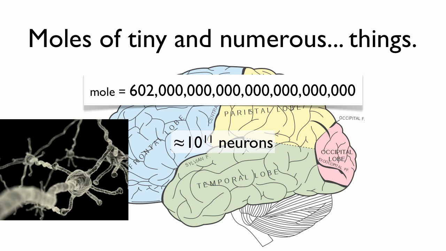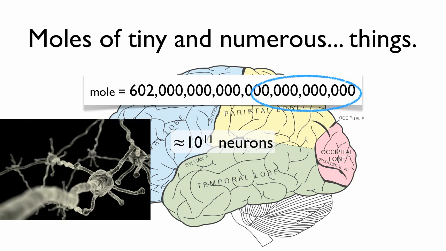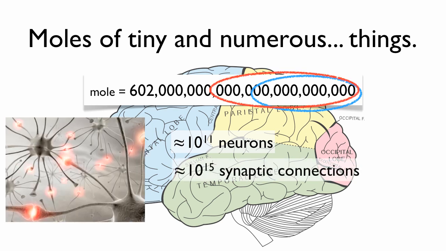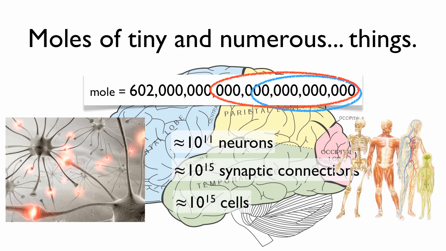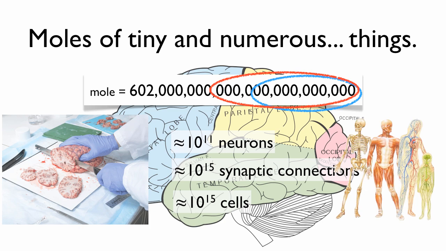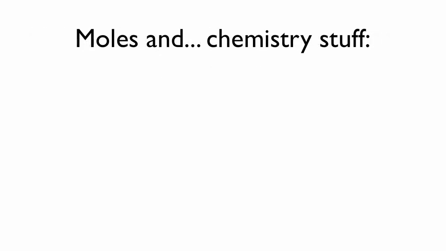There's a lot of nerve cells there, but that uses up only a few of the digits of a mole. How about all the connections between all those neurons? No, not even close. The same for all the cells in the human body. By the way, if you think that picture of the human body is gross, then don't ask how we counted all the neurons. How about moles and chemistry stuff?